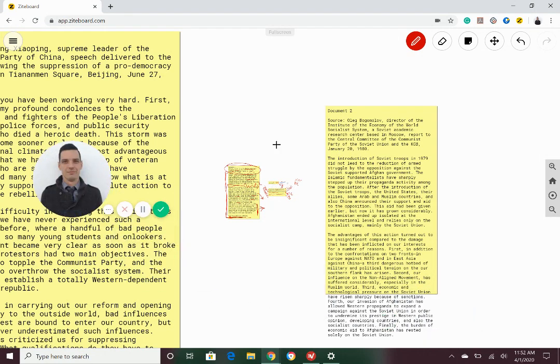All right, document 2. This source is from Oleg Bogomolov, director of the Institute of Economy of the World Socialist System. So, once again, this is from the Russian point of view, the Soviet academic research center-based model that reports to committees, the Communist Party, and the KGB. So essentially, this committee does research for government.